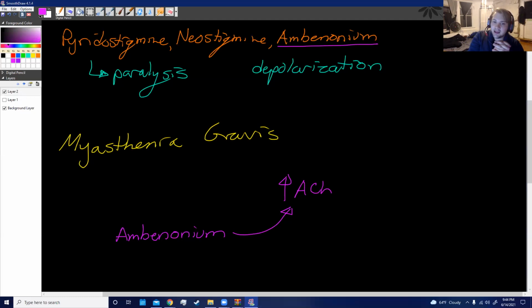It's kind of like if you throw a whole bunch more kids at some slides at a water park, if you get rid of a bunch of slides, you can't send down more kids. So we can only cause so much effect on the muscles. And so this is the ambenonium test, is that this is how we can test for myasthenia gravis.